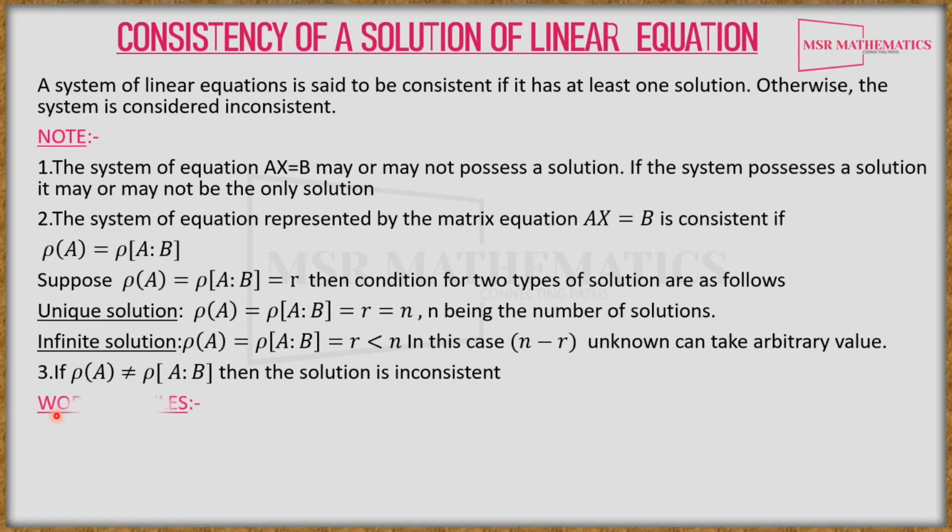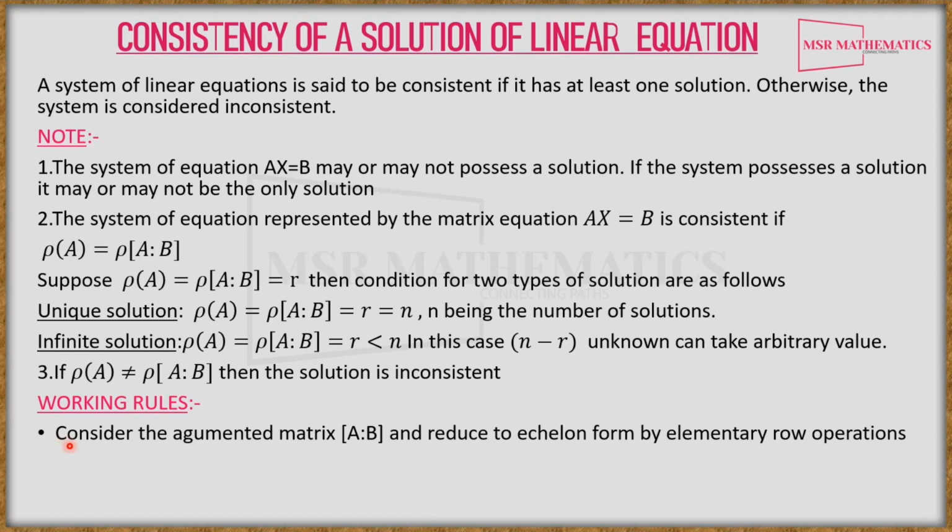Next we shall see the working procedure to find the consistency of a solution of linear equations. First step, consider the augmented matrix [A:B] and reduce it to echelon form by elementary row operations. Here they will give one system of linear equations. From that we have to consider the augmented matrix [A:B]. Here A is nothing but the coefficients on the left side of the equations and B is nothing but the right side values of the equations.